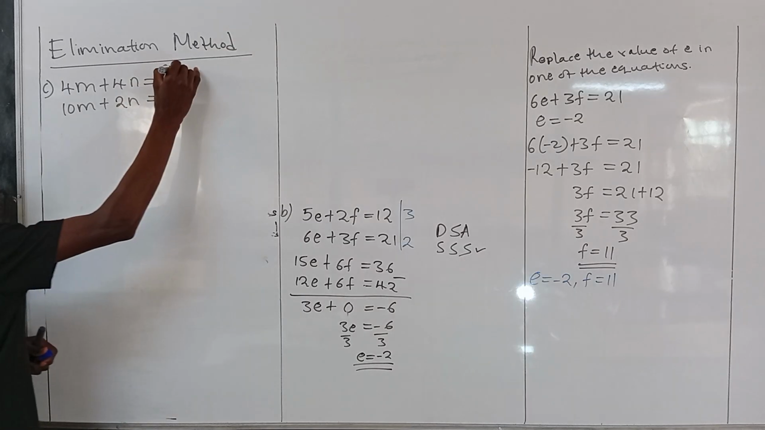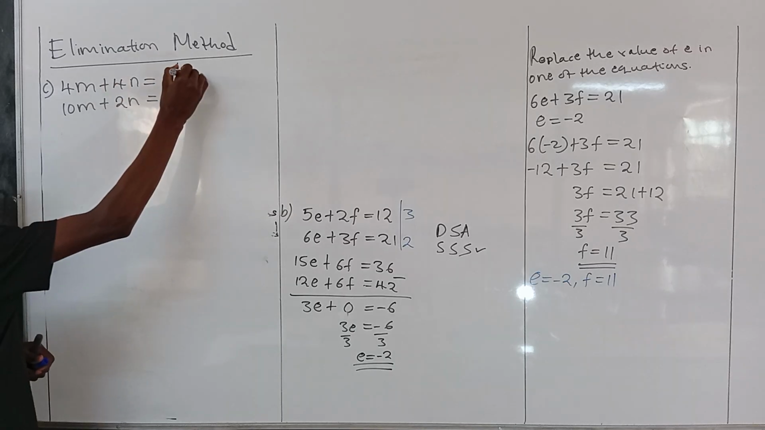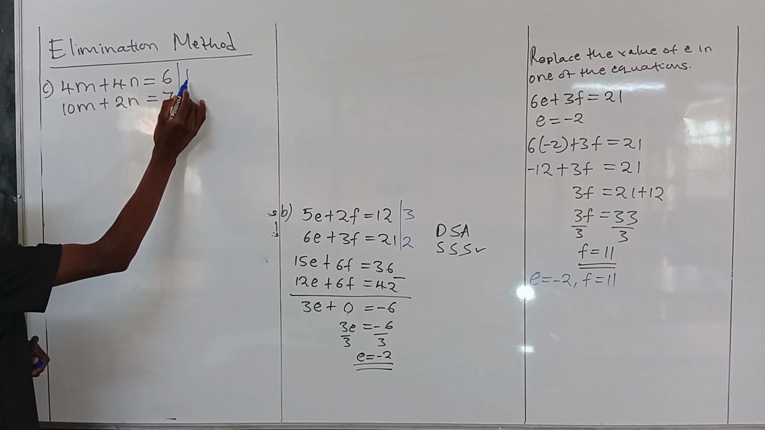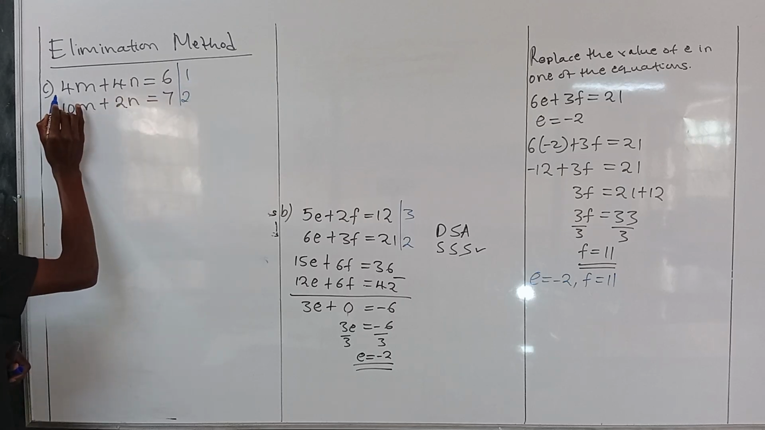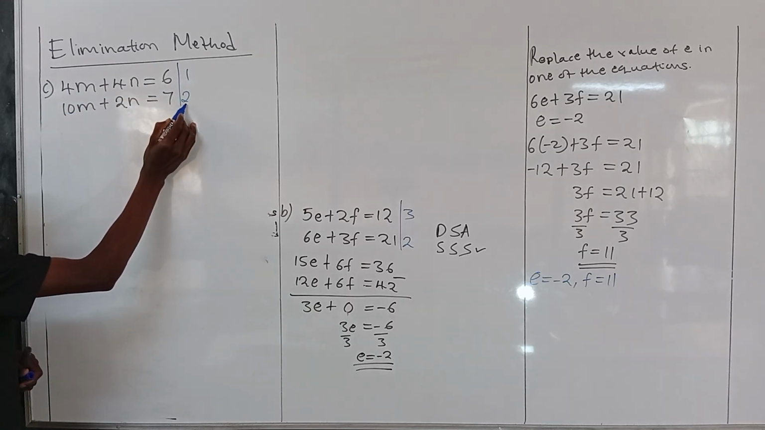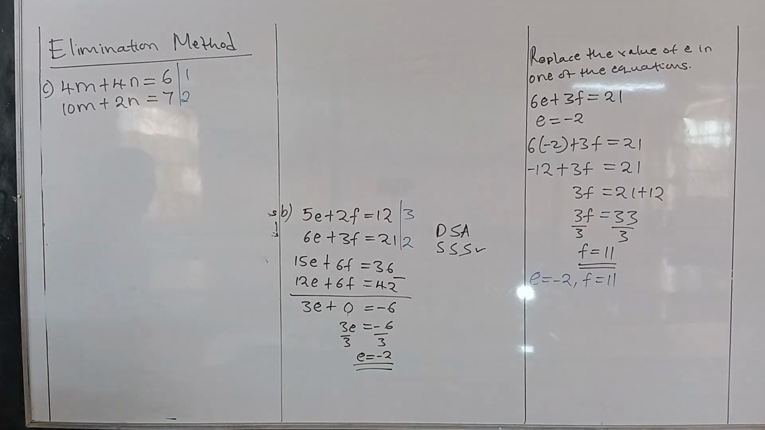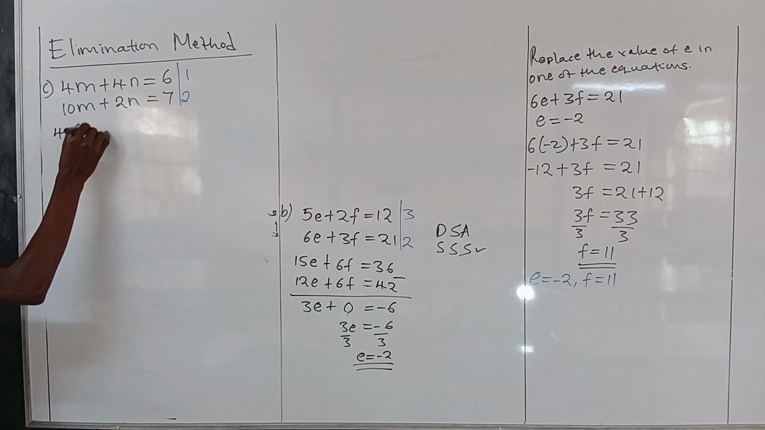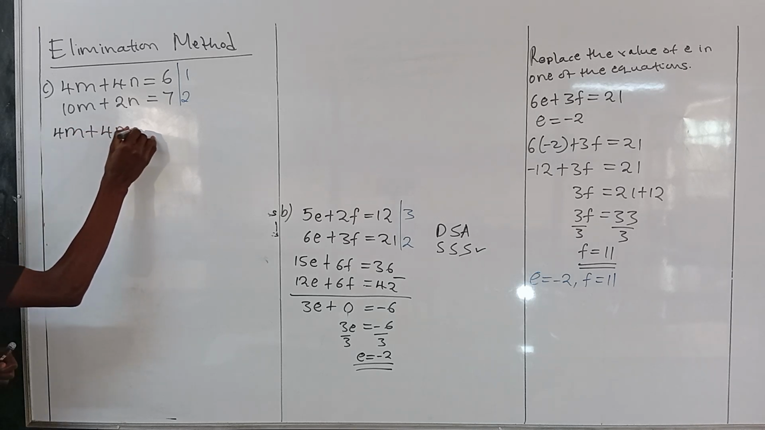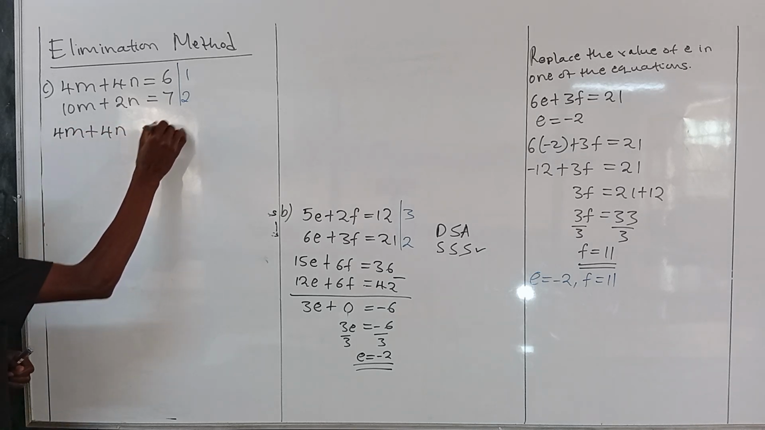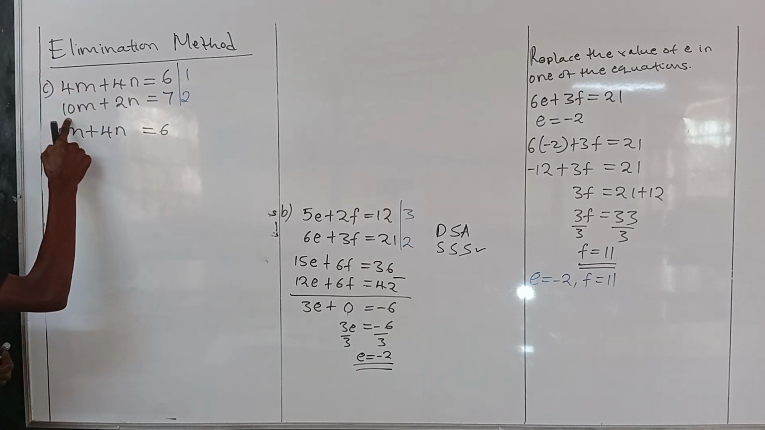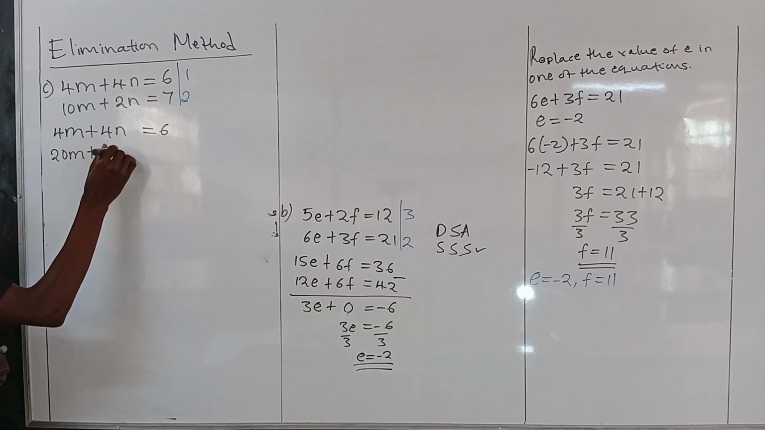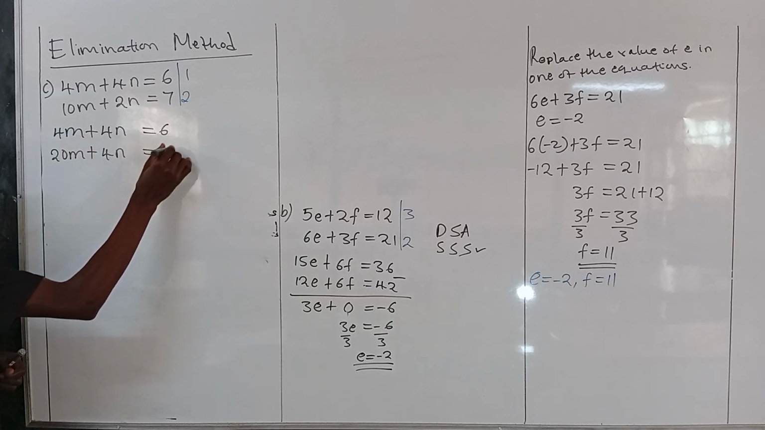So what do we do? For us to get 4 here, we just multiply by 1. For us to get 4 here, we just multiply by 2. And we have said that this 1 affects everything on the first equation, and the 2 here affects every term on the second equation. So it's going to be 4m plus 4n is going to give us 6. That is 1 times that. So 10m times 2 is going to give us 20m plus 4n is going to give us 14.